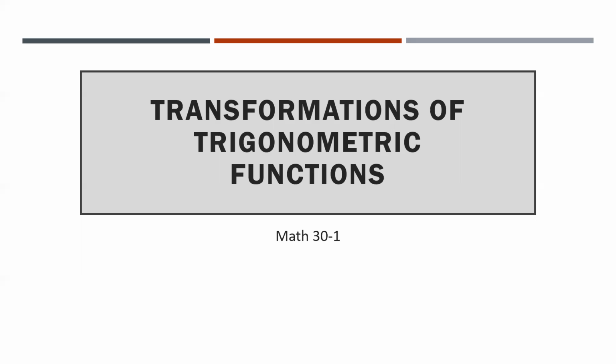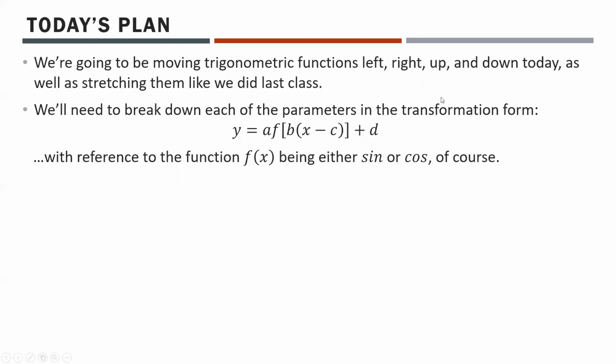All right, so today we're going to be doing some transformations of trigonometric functions. Here's today's plan. We're going to be moving trigonometric functions left to right, up and down today, as well as stretching them like we did last class. So we're going to need to break them down to each of the parameters in transformation form: y equals af(b(x minus c)) plus d.